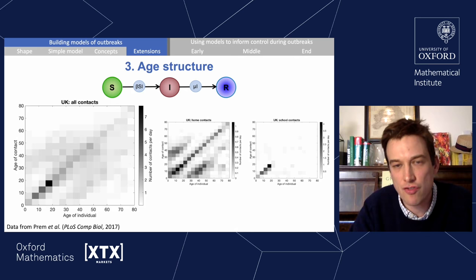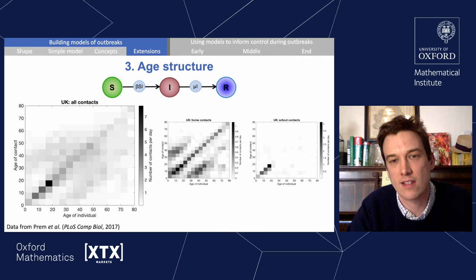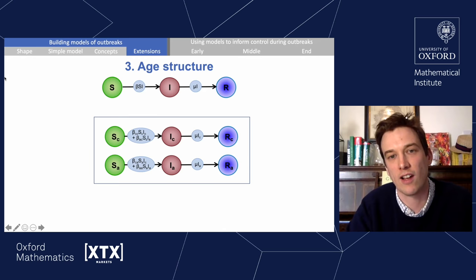So this kind of age structure wasn't represented in the basic SIR model that we looked at earlier. The assumption in the SIR model was that everyone of every age contacts other individuals at a constant rate. Whereas the data that I've shown on this slide shows that that clearly isn't the case. But age structure can very straightforwardly be included in a model like the SIR model. So here's one way to do it.